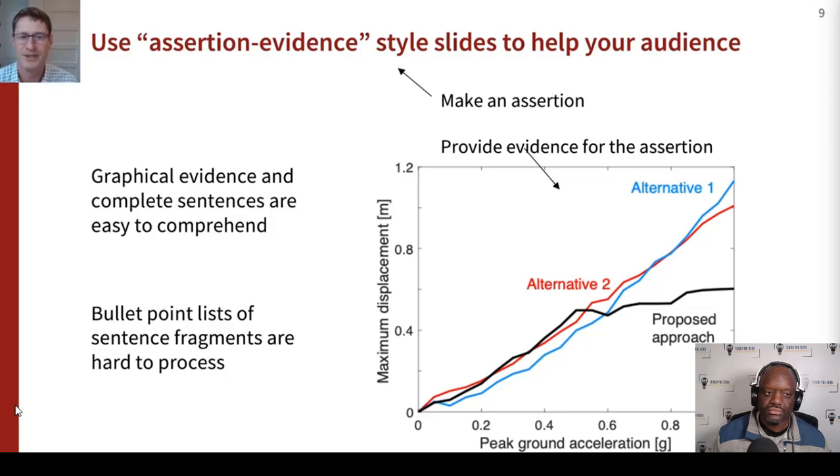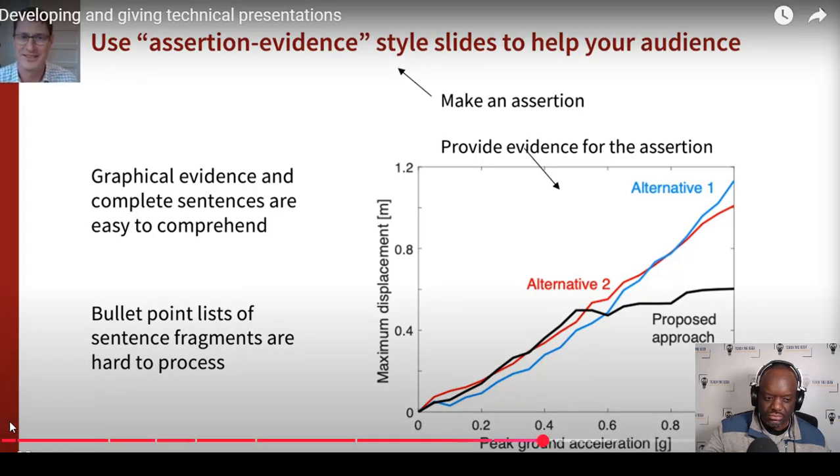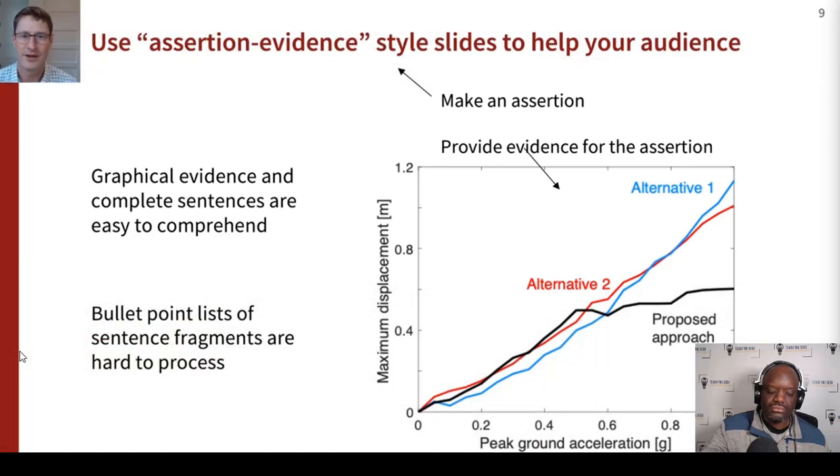And then you're going to use complete sentences to provide that evidence or to make statements as well. You don't want to work with just little sentence fragments. Again, it's really hard for the audience to process those, and it's harder to comprehend. When you work with complete sentences, make an assertion, and provide the evidence, it's really easy for the audience to follow along with your story and understand what you're trying to tell them.